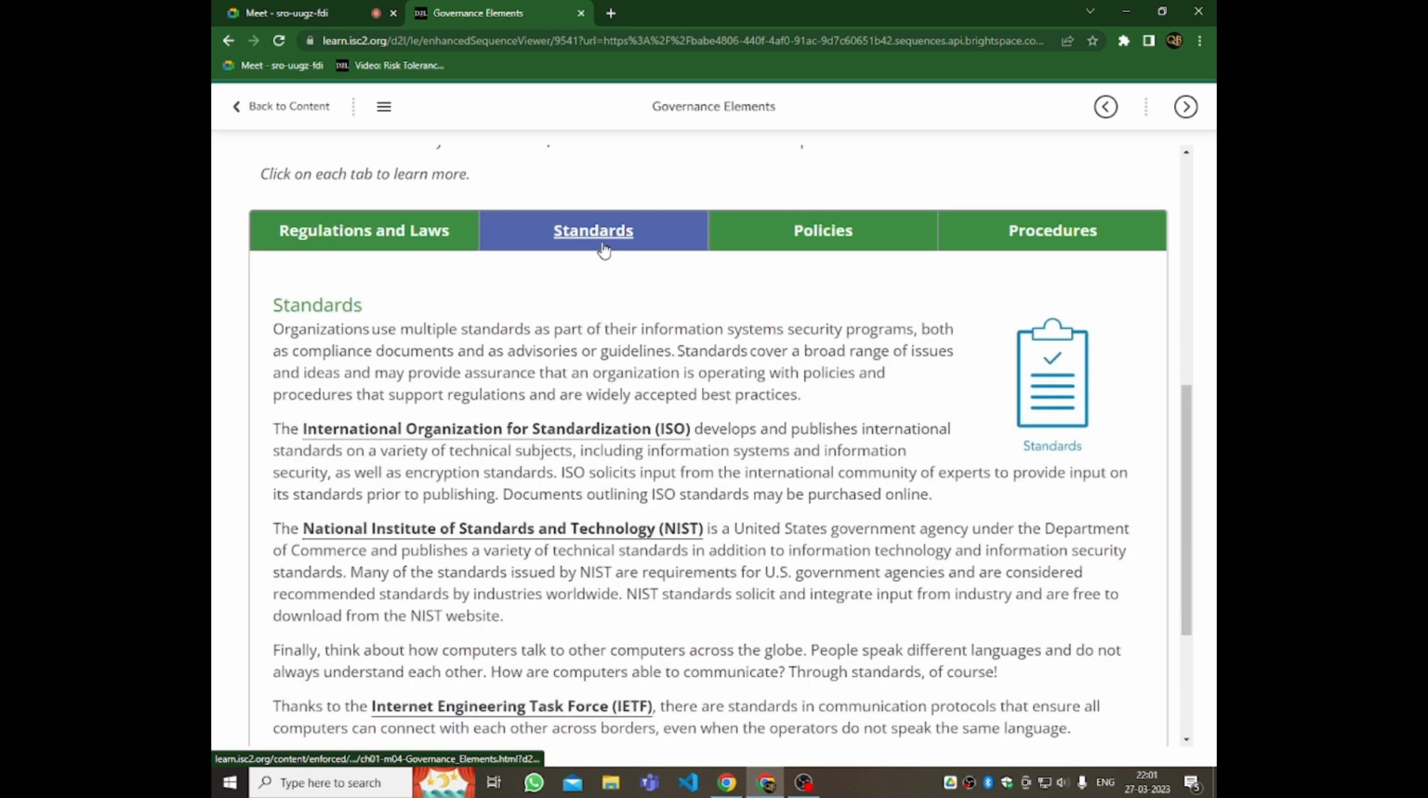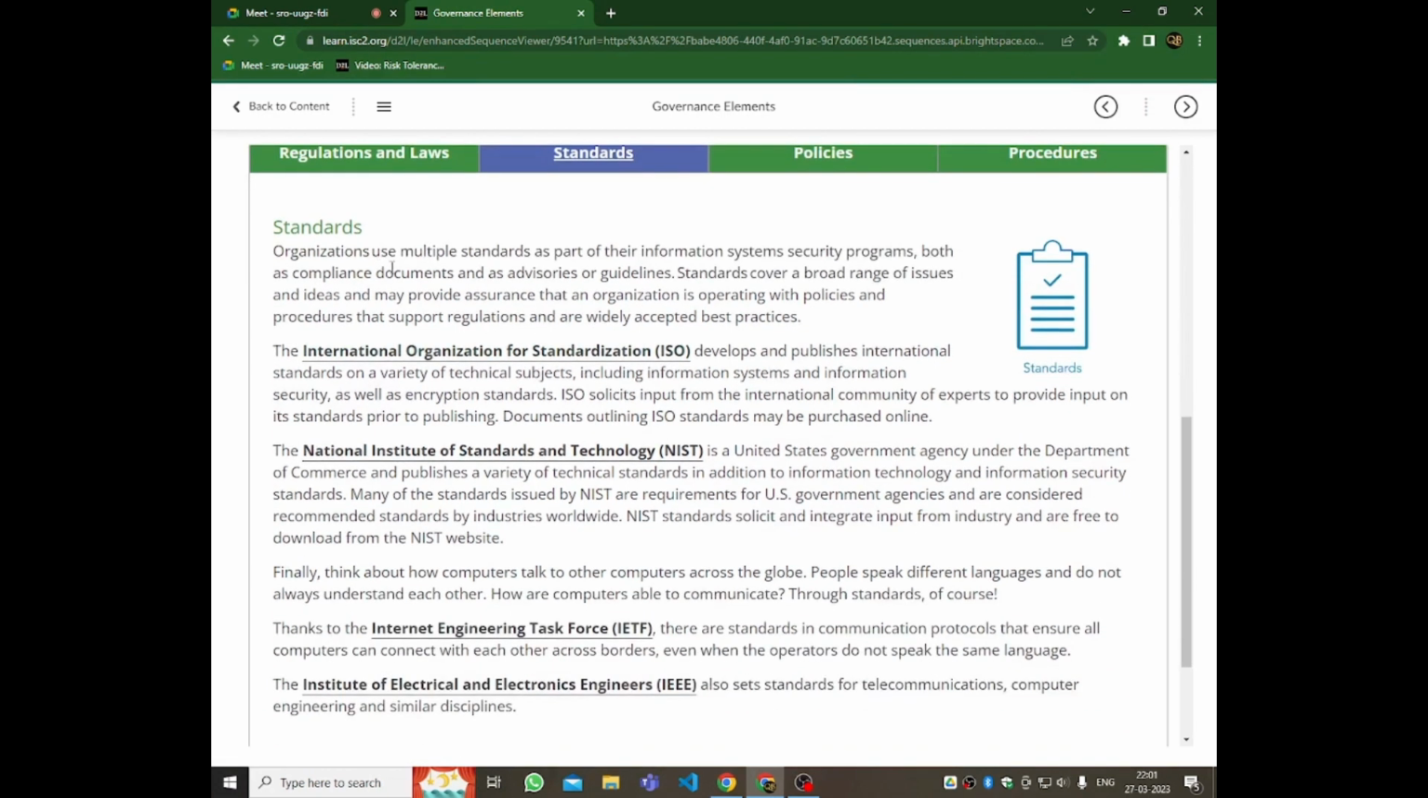Let's see what's next. So that is standards. What are standards? Organizations use multiple standards as part of their information system security program, both as comprehensive documents and as awareness materials and guidelines. Standards cover a broad range of issues and ideas and may provide assurance that the organization is operating with policies and procedures that support regulations and are widely accepted best practices.